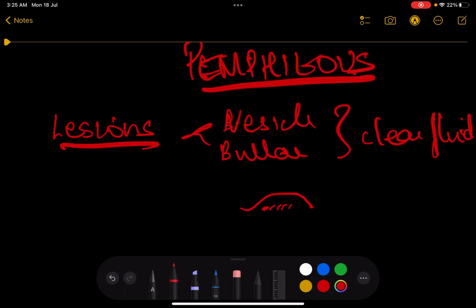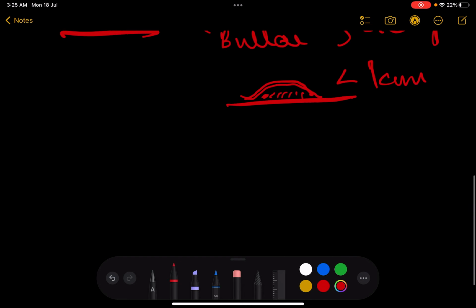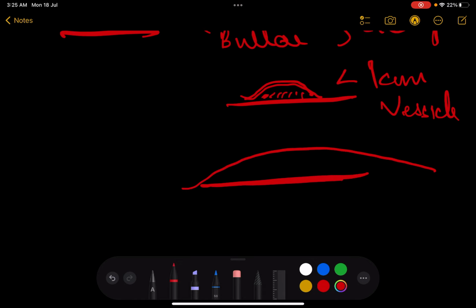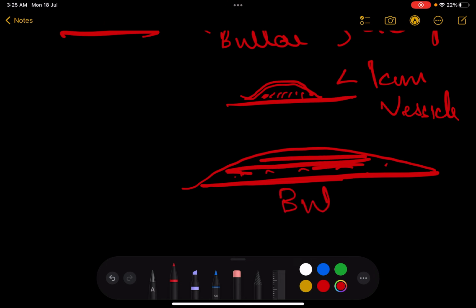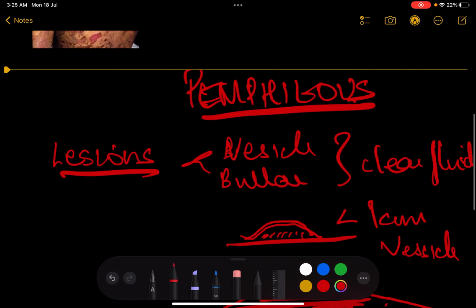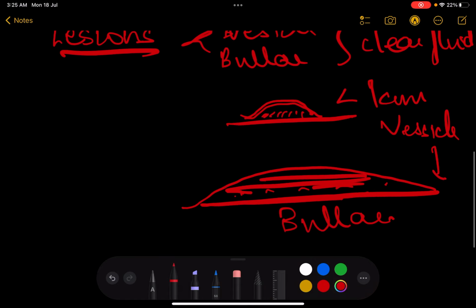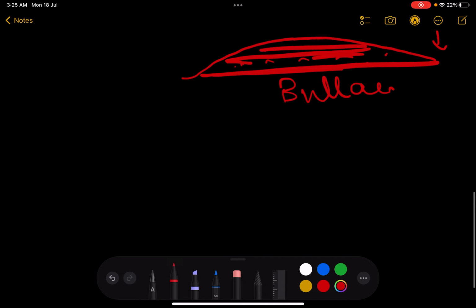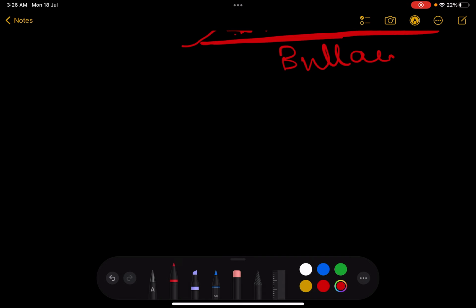So let's say there's fluid out here, and if it's less than 1 centimeter, then obviously it's called a vesicle. And if it's more than 1 centimeter and it has clear fluid inside, it's called bullae. Now in pemphigus we could see vesicles that could progress to bullae. Also, in pemphigus, we can see another very important type of lesion, called secondary skin lesions.